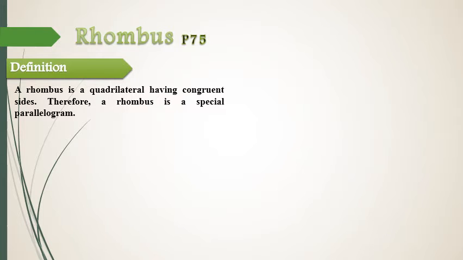Rhombus, page 75. Definition: a rhombus is a quadrilateral having congruent sides, so all the sides are equal. Therefore, a rhombus is a special parallelogram, because as we know, in a parallelogram only the two opposite sides are equal, but here all the sides are equal. This is a rhombus. ABCD is considered as a rhombus, which is a special parallelogram.